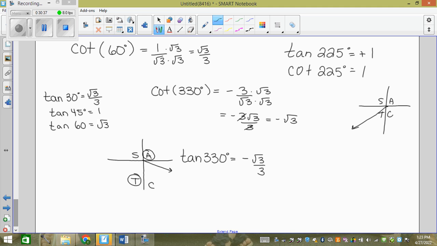If you haven't noticed, cotans of 60 are actually the answers to tans of 30, and tans of 30 are cotans of 60. These are opposites. So tan of a 30-degree reference angle is root 3 over 3. Cotan of 30 degrees is root 3. Tan of 60 is root 3. And then cotan of 60 is root 3 over 3. They're actually opposites because they just flip.